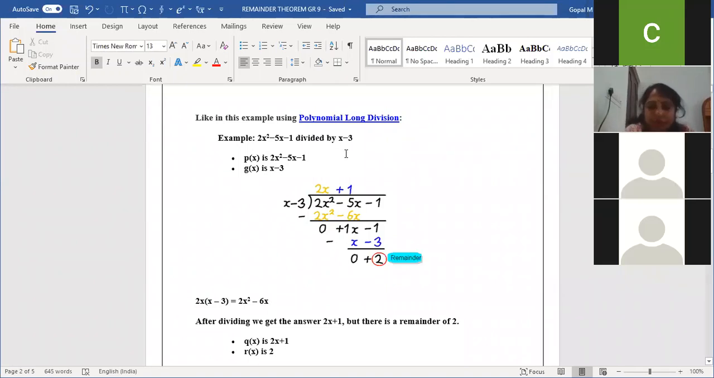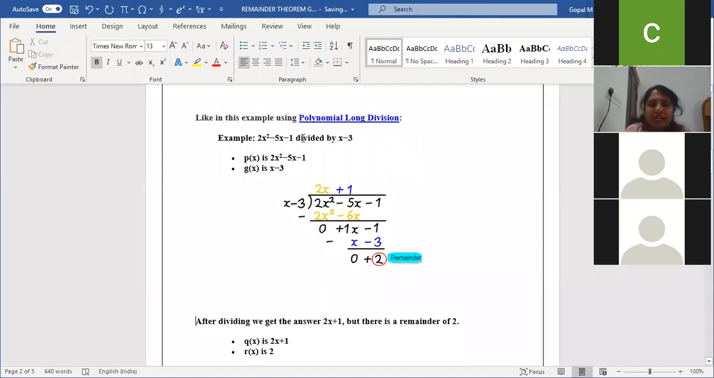Repeat it again, ma'am. Here in this question, how they are going to ask, I'll explain. Divide 2x square minus 5x minus 1 by x minus 3 by using the long division method, and also verify by using the remainder theorem. So if you understand the long division method, I'll explain the remainder theorem. Am I clear, children? If this division is clear, I'll explain the remainder theorem.